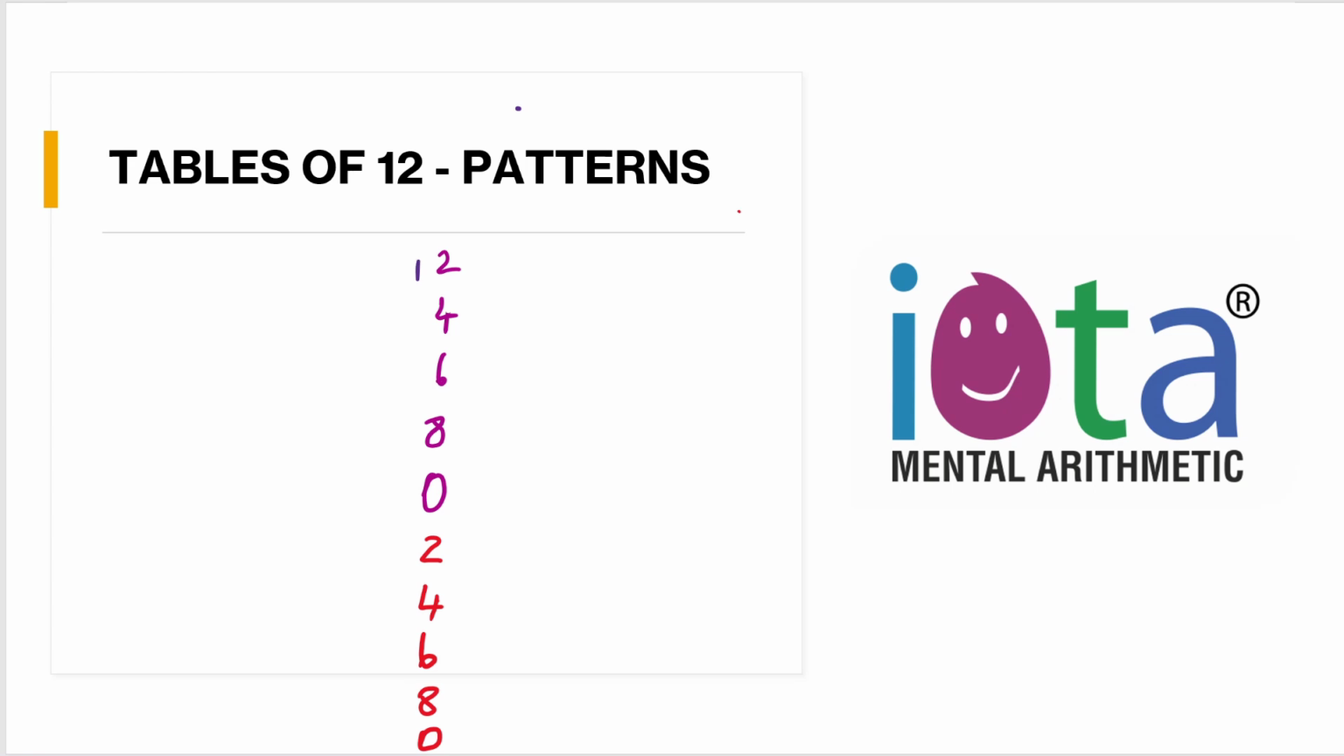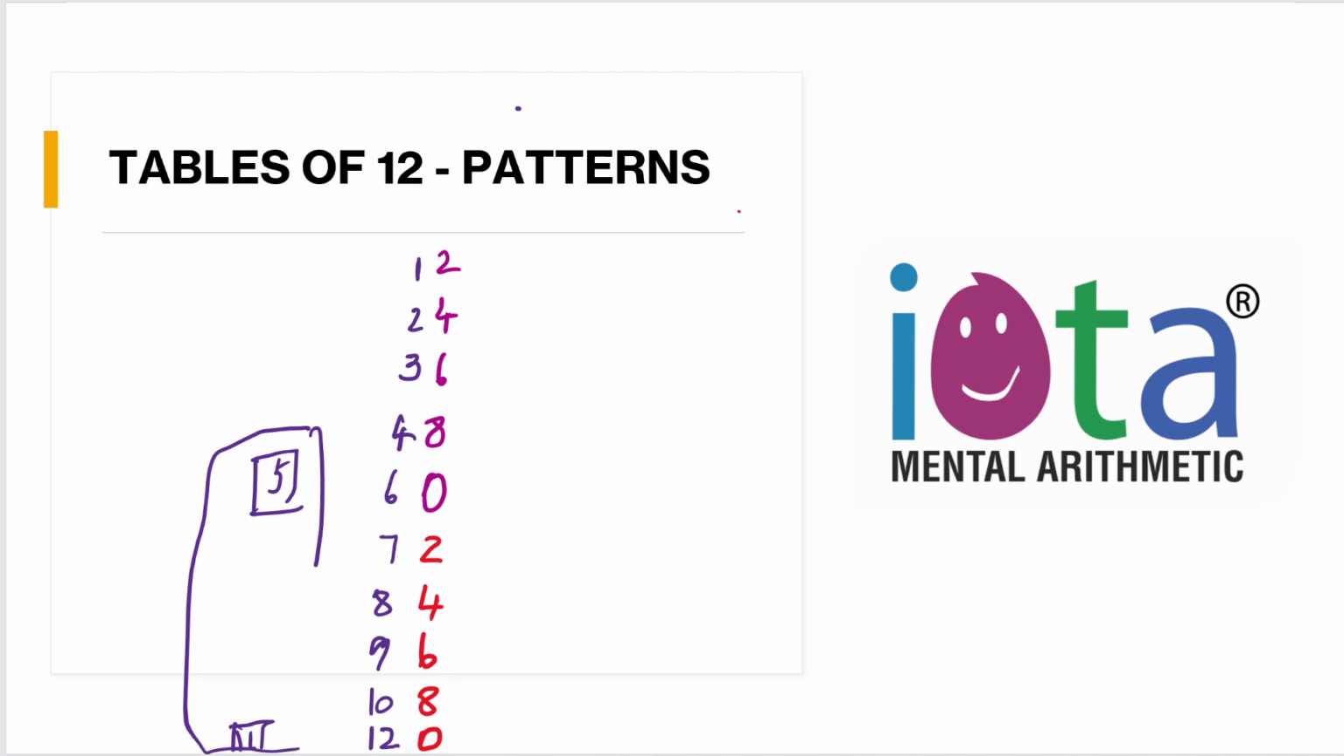Once you do this, now you take simple numbers. Start with 1 2 3 4, leave out 5 here, then 6 7 8 9 10, and leave out 11 here. Then 12. So just leave out 5 and 11. What you get is 12 24 36 48 60 72 84 96 108 120. This is nothing but tables of 12. This is called the pattern method for finding tables of 12.